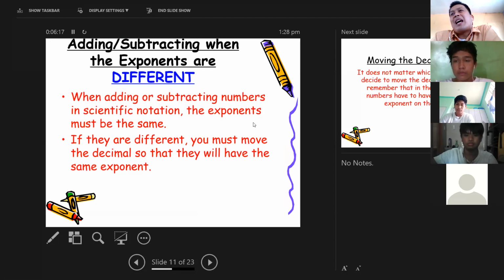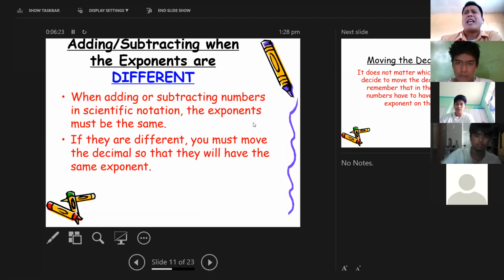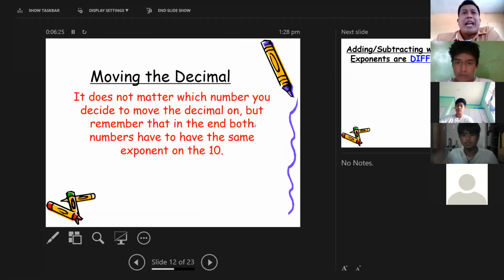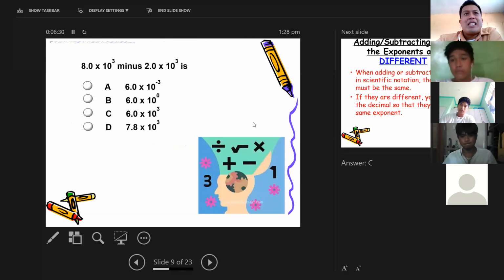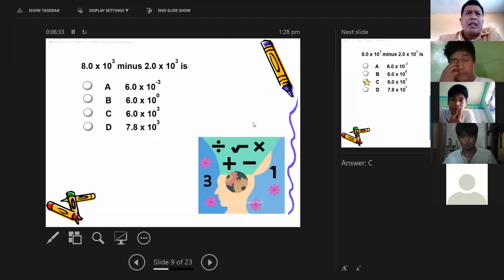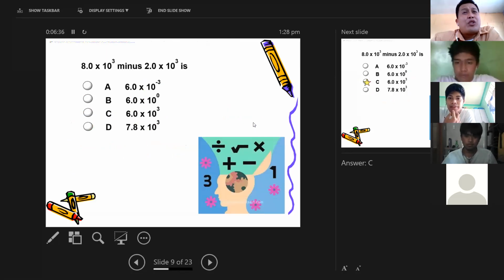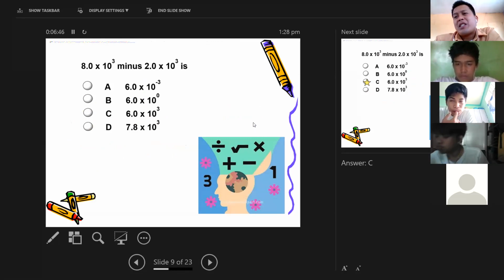How will you make them similar? Either you move the decimal point of one given number to make the same exponent. It does not matter which number you are going to manipulate. In the previous example, if you have an exponent of 2 for 2.0 times 10 to the power of 2, it's either you change 8.0 times 10 to the power of 3, or you change 2.0 times 10 to the power of 2. It doesn't matter which number you change, as long as you give the correct answer, which is the correct way of writing the scientific notation.